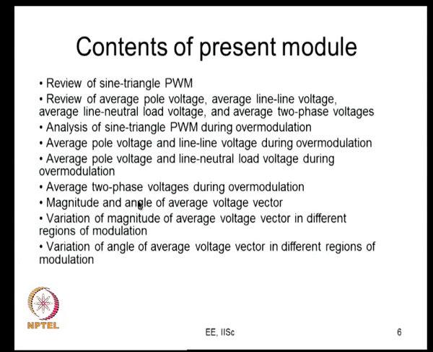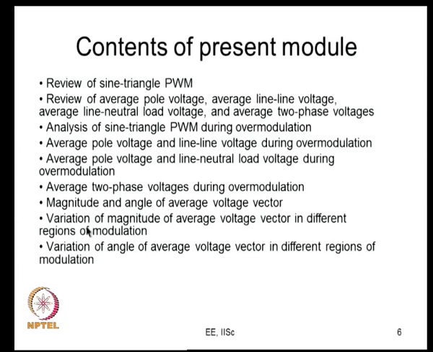Now, you have come to the 2 phase voltages, which are basically the orthogonal components of the voltage space vector, or the average voltage vector. Now, we will see how the magnitude and angle of the average voltage vector behave. The magnitude of the average voltage vector cannot be expected to be constant throughout the cycle. That is the case in linear modulation. In linear modulation, at a steady operating condition, the average voltage vector has a constant magnitude, which will not be the case in overmodulation, right.